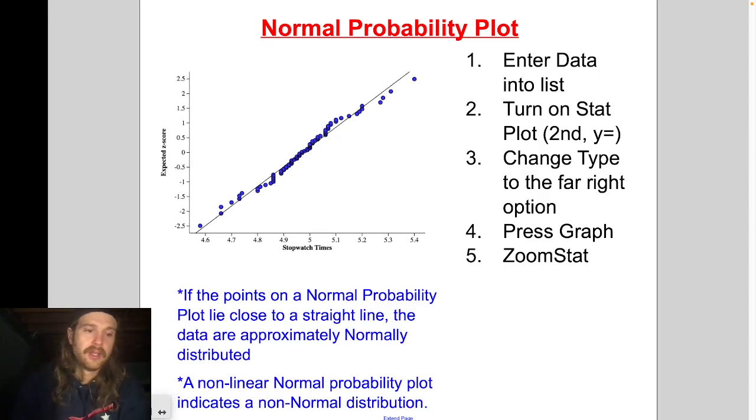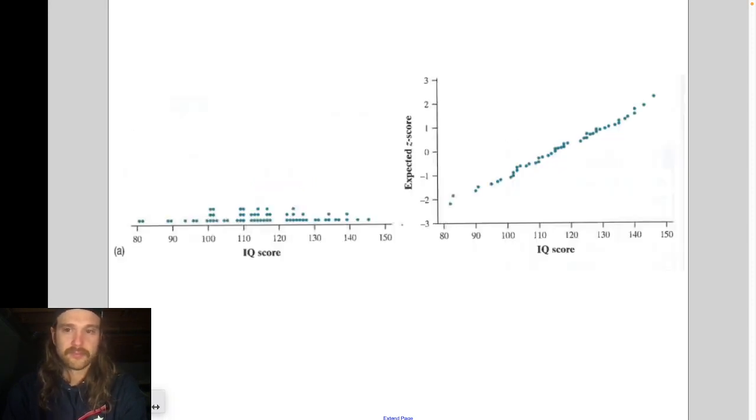Okay. So all we do is look to see if they look like they're in a straight line. Now let's take a look at some other examples. Here's some IQ scores. There's no line present on this plot. Oh, I forgot to mention, these were made with StatKey.